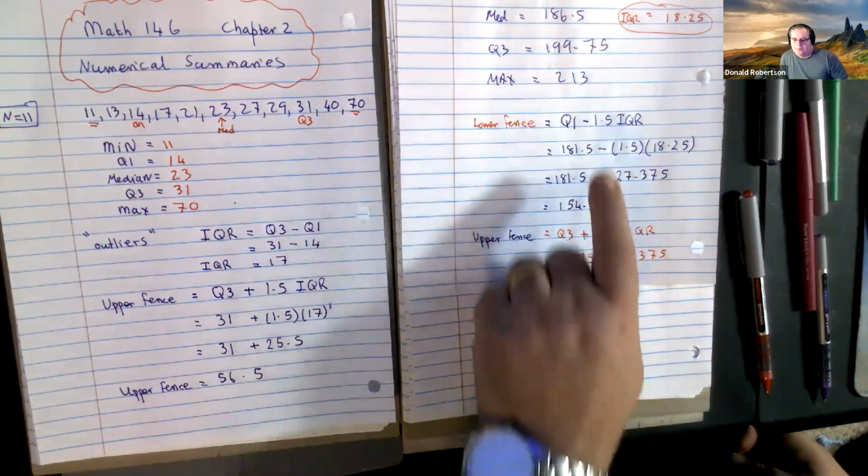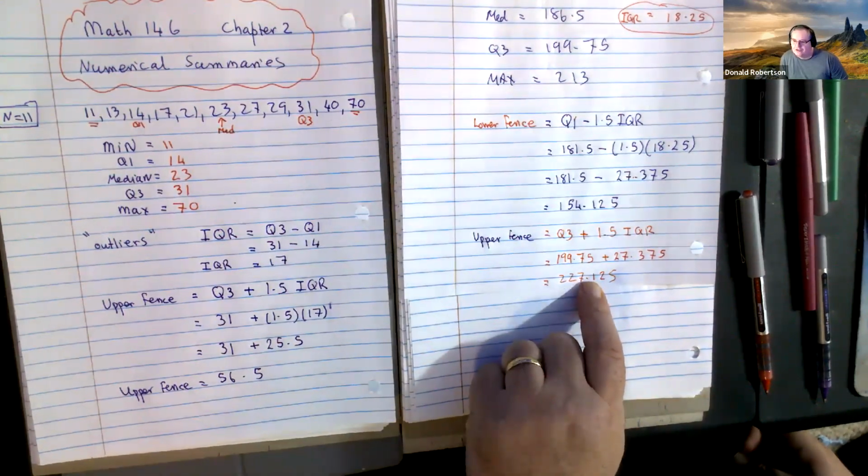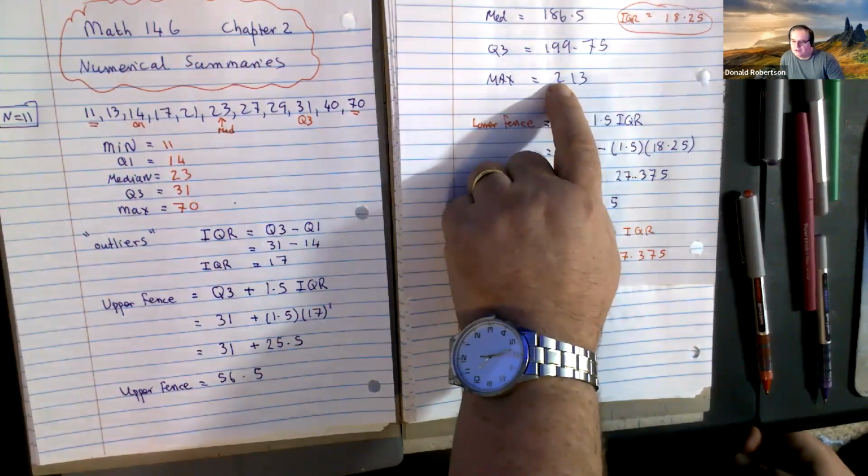Okay, so now we ask ourselves the same question. Is this one bigger than the upper fence? And the answer is no. So doesn't this make this guy totally safe? He is not an outlier.